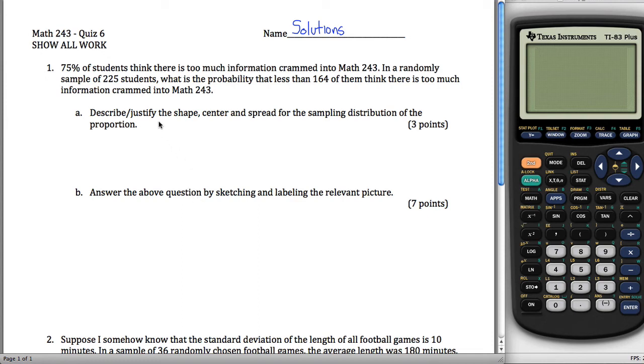Alright, here is quiz 6 for Math 243 solutions. What we're given is that 75% of students think there is too much information crammed into this class. I would agree. This is our population proportion. We use the letter P for it.